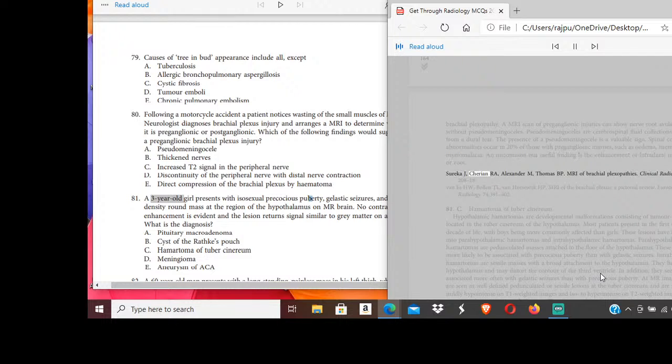Shuraka J., Cherian R.A., Alexander M., Thomas B.P., MRI of brachial plexopathies. Clinical Radiology 2009, 64, 208-18. Van Es H.W., Bollen T.L., Van Heesewijk H.P., MRI of the brachial plexus, a pictorial review. European Journal of Radiology 74:391-402.